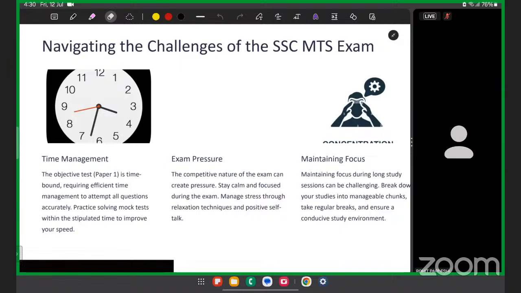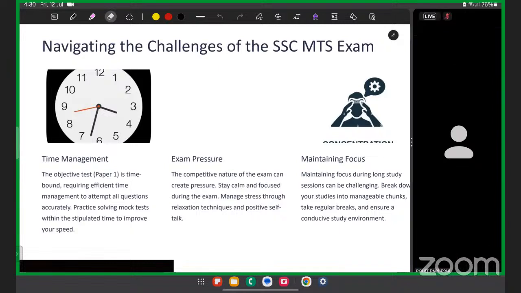Okay. Now the next slide talks about navigating the challenges of the SSC MTS exam: time management, exam pressure, and maintaining focus. So these are the bulwarks of the examination. Time management. Why time management? You have 1 hour and 100 questions, which gives you very little time.